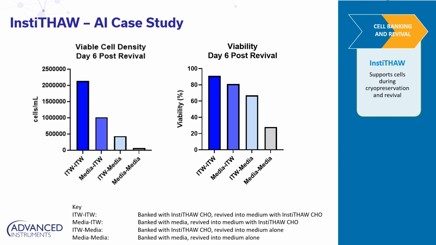As you can see, there is a dramatic difference in viable cell density and viability on day 6 post-revival when InstiThaw is used. Cells were happiest and healthiest when cryopreserved and revived in the presence of the InstiThaw reagent. Cells which were either banked or revived in InstiThaw also fared much better than the negative control. Having cells which recover quickly post-revival can really reduce timelines and help customers to get started with their cell line development campaign as soon as possible.